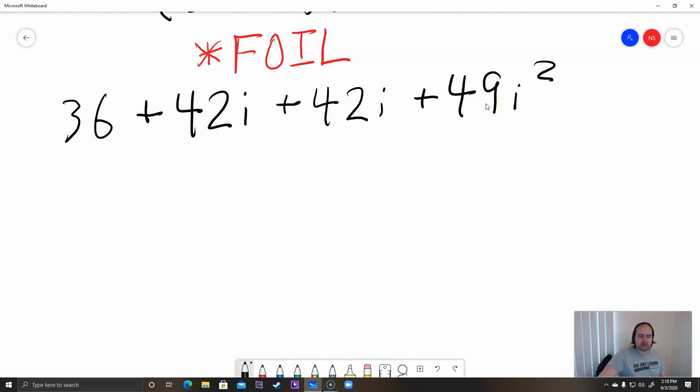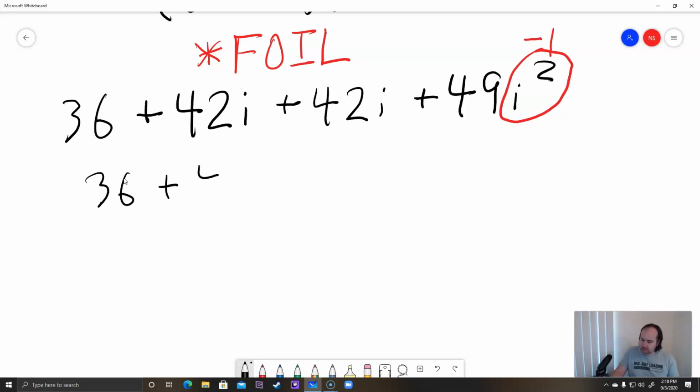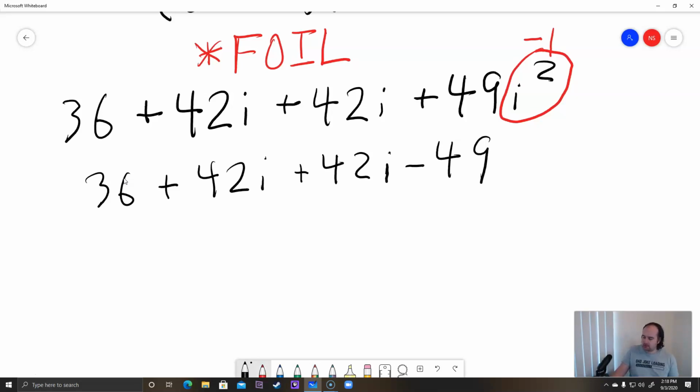And we want to actually simplify this. Okay? And remember, you always replace i squared with negative 1. So first off, I'm going to do that. So this i squared is just going to be negative 1. So what we've got here is 36 plus 42i plus 42i minus 49. Okay, and then we can combine like terms. So here the like terms are the 36 and the negative 49, and then the 42i and the other 42i.